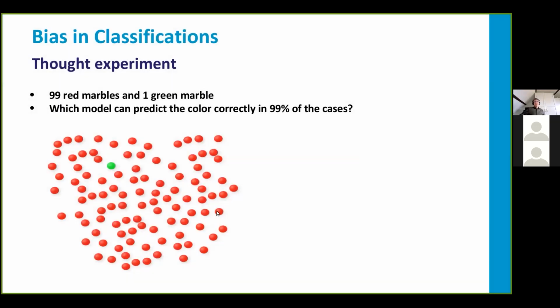Okay, to get a little bit of a feeling about how this process of classification can go wrong purely based on bias, I have a small thought experiment. The thought experiment goes like this. Suppose I have 99 red marbles over here, and I have one green marble, and I'm blindfolded, and I have to pick out one marble. I have to predict the color correctly in 99% of the cases. The question now is, which model can predict this? I could do this as an open question, but I don't think I have that much time left. The correct answer should actually be a model that always predicts that the marble is red.